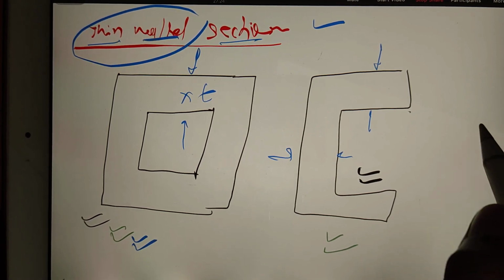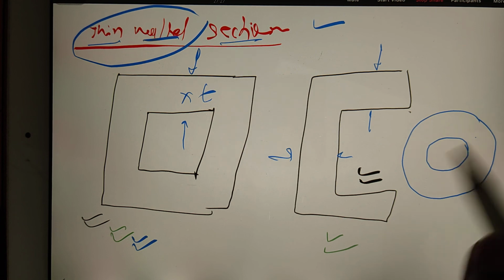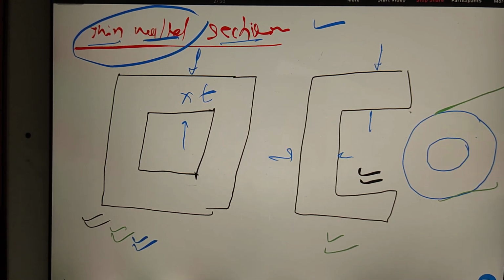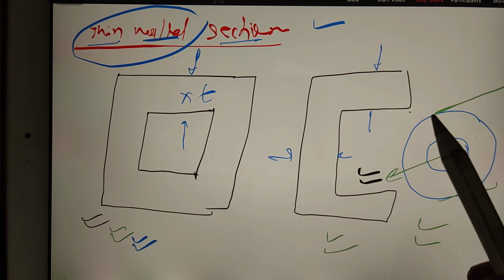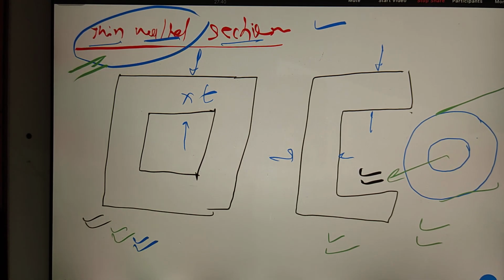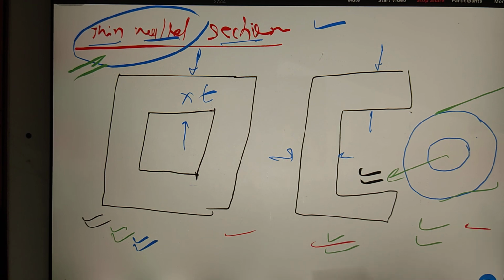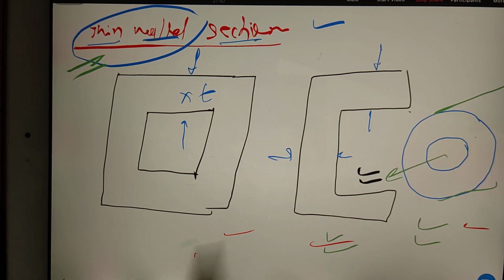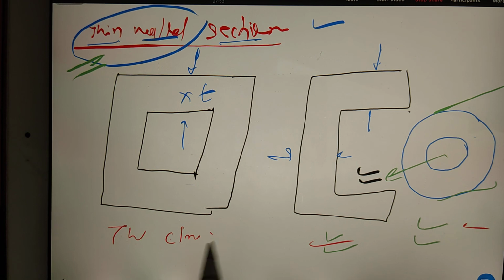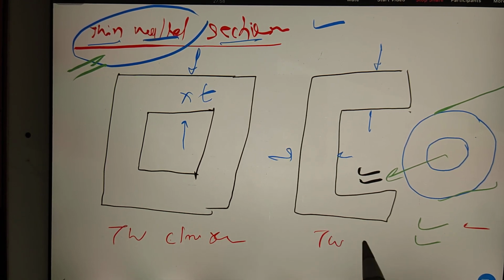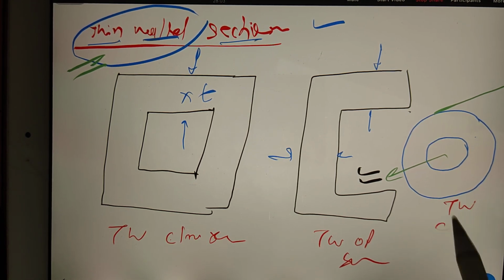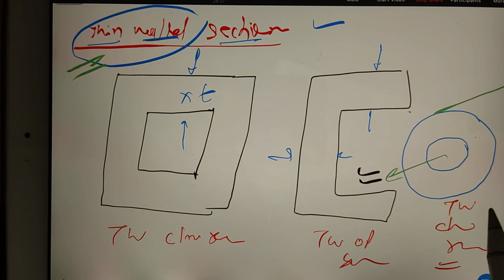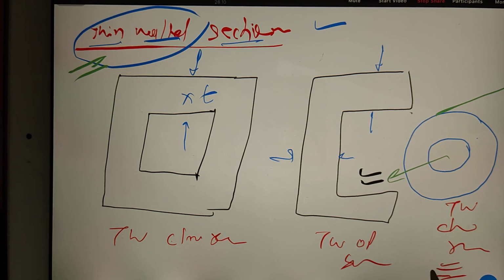You can also have some kind of circle like this. Small tubes are also thin. So which category will a tube come under? Closed category. Under thin walled section you will draw three diagrams. Here you will write thin walled closed section, here thin walled open section, and for this circular one thin walled closed section. Verbally I am correct, so I'm not taking care of my handwriting, but you should write neat and clean.